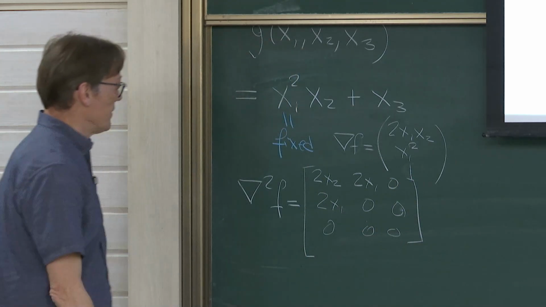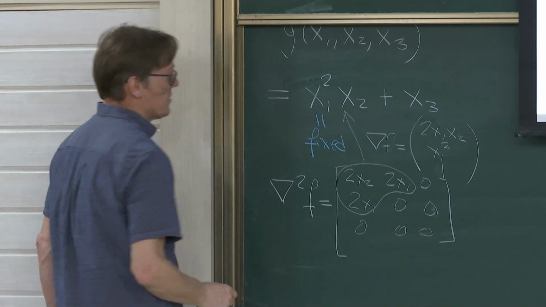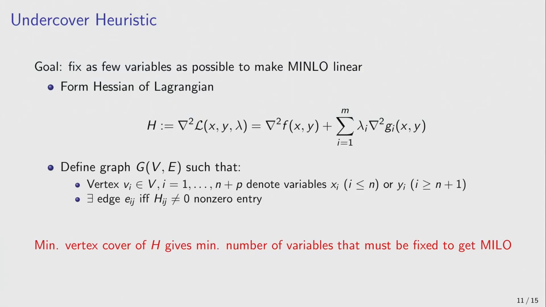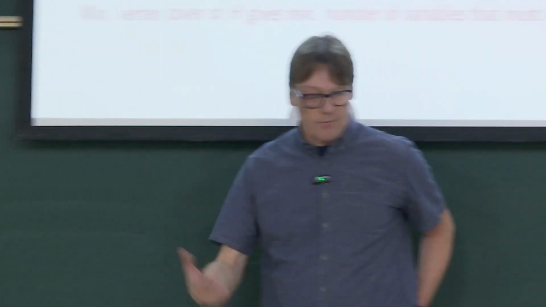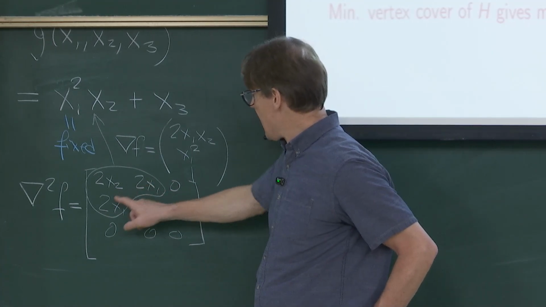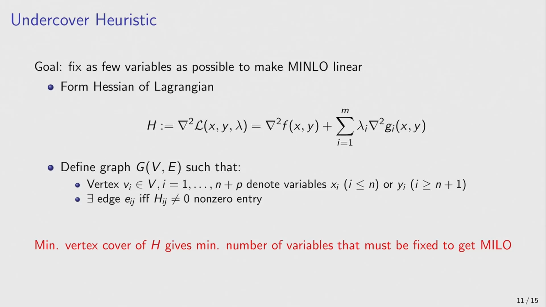Okay, good. So I can look at the non-zeros here, and that tells me what are the nonlinear interactions that are happening. And so all the nonlinear interactions correspond to this term here. So that potentially tells me which variables I should fix. So I form the Hessian of the Lagrangian, and then they define a graph where each vertex corresponds to one of the variables, rows or columns of my Hessian matrix, and there's an edge in the graph if and only if there's a non-zero entry. So there's an edge between these two vertices, because I have non-zero entries here, and there's an edge to itself for this other vertex. And the idea then is a minimum vertex cover gives the least number of variables that I need to fix in order to get a mixed integer linear optimization problem.